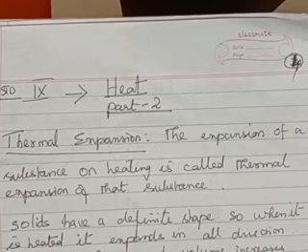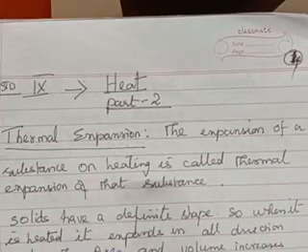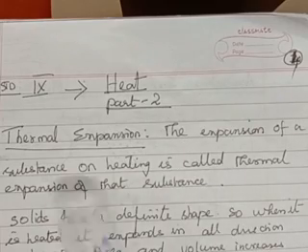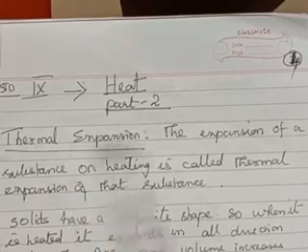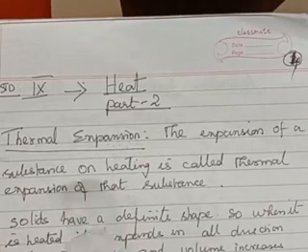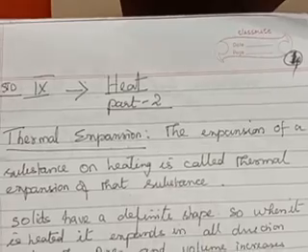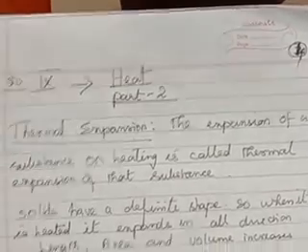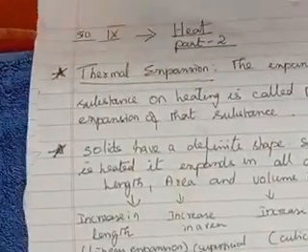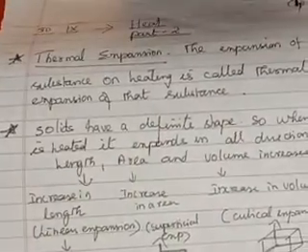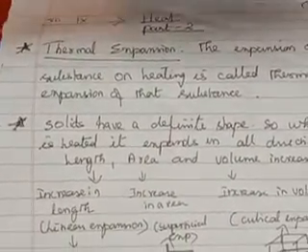The expansion of a substance on heating and contraction of the substance on cooling are called thermal expansion and thermal contraction, respectively. Here I have written only thermal expansion. The same applies for thermal contraction also. Let me repeat. The expansion of a substance on heating is called thermal expansion of that substance. Got it? Now, we will have a small review of what you learned in the previous class. That will be helpful for us later.